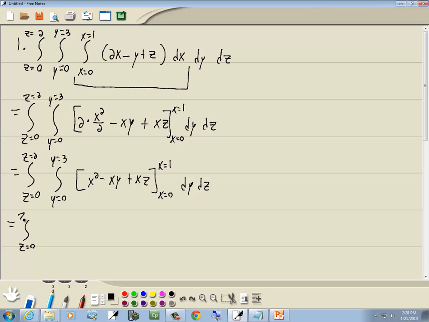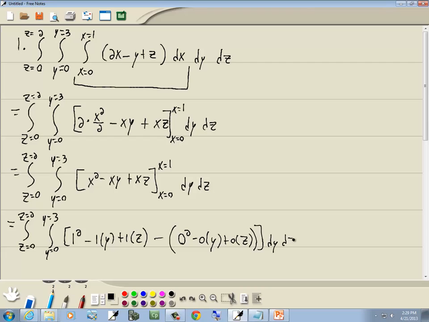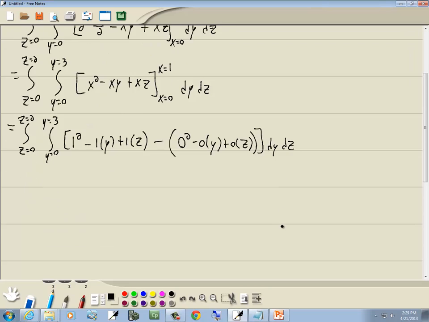So I got z equal to 0, z equal to 2, y equal to 0, y equal to 3. We'll put 1 in for x, so we're going to have 1 squared minus 1 times y plus 1 times z minus, and then I'll put parentheses, as it changes the sign of everything that follows it. We'll put 0 in for x. So I got 0 squared minus 0 times y plus 0 times z dy dz. Well, the 0 squared drops away, 0 times y drops away, 0 times z drops away, so all that drops away.